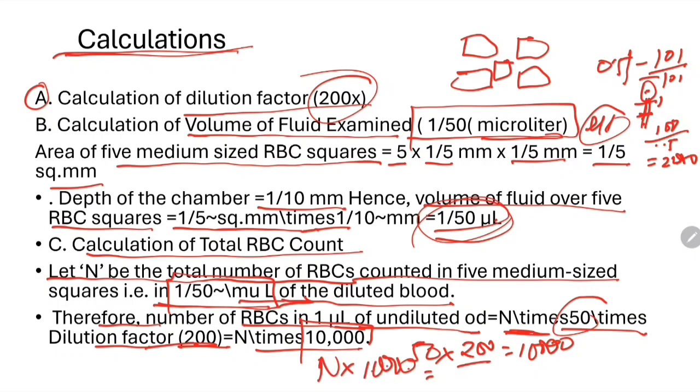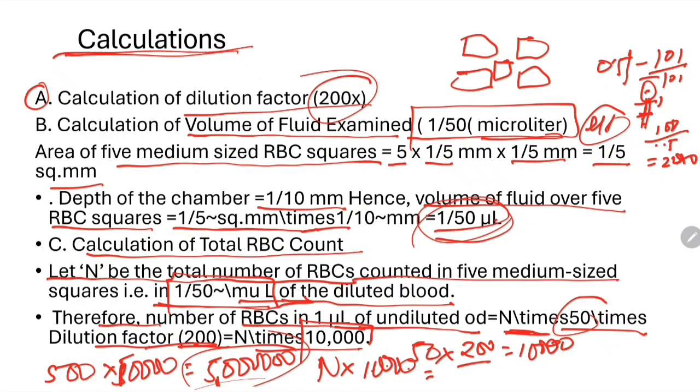So you will get the total number. Suppose you are getting 500 cells in the 5 boxes, into 10,000. So you will get 5,000,000, that is 50 lakh, so 5 million. So a 5 million count will be there. Clear?